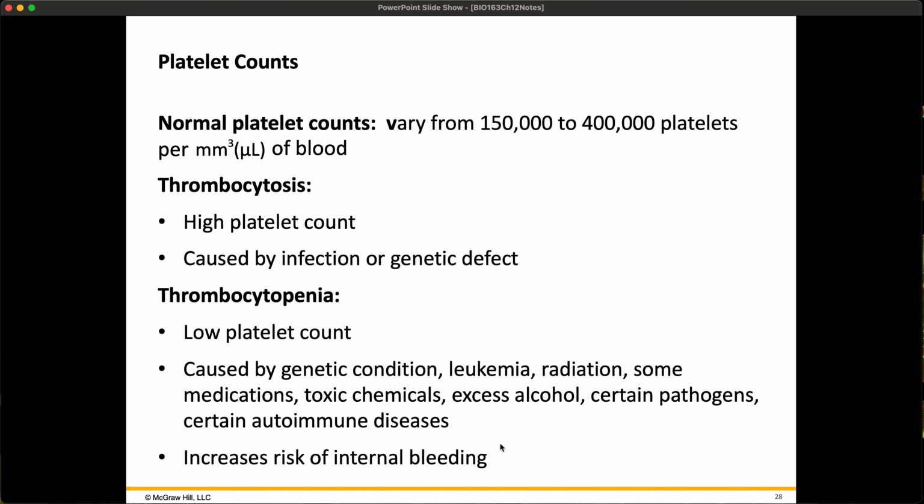So even just some minor damage to a blood vessel, which to someone who has a normal platelet count might just be a small bruise, for someone who has thrombocytopenia, a small bruise can turn into some severe internal bleeding. You just bump into a desk, or you think about how many times you look down and you're like, oh, I have a bruise on my arm. Well, for people with thrombocytopenia, that can be pretty dangerous.